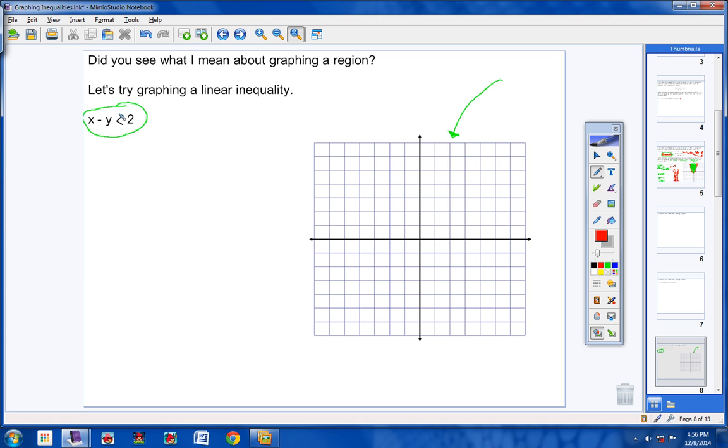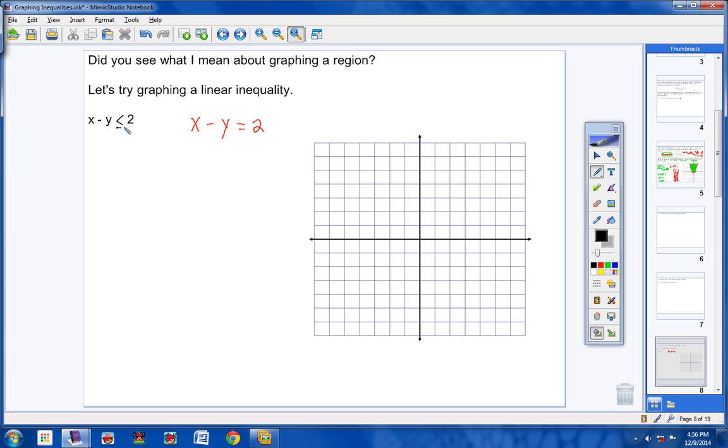Copy down the inequality, and then copy down a coordinate plane. Okay, now remember, students, the first thing I taught you to do is rewrite the inequality with an equal sign. Okay? Now, when you go to draw your line over here, are you going to put a solid line or a dotted line? Well, look at your inequality.